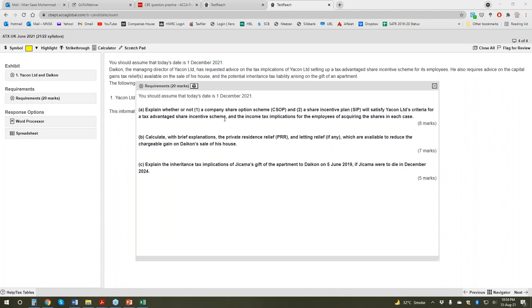Moving on to the last requirement, explain the tax implications of J's gift of the apartment to D on 1st June 2019 if J were to die in December 2024. So I guess this must be related to the IHT.